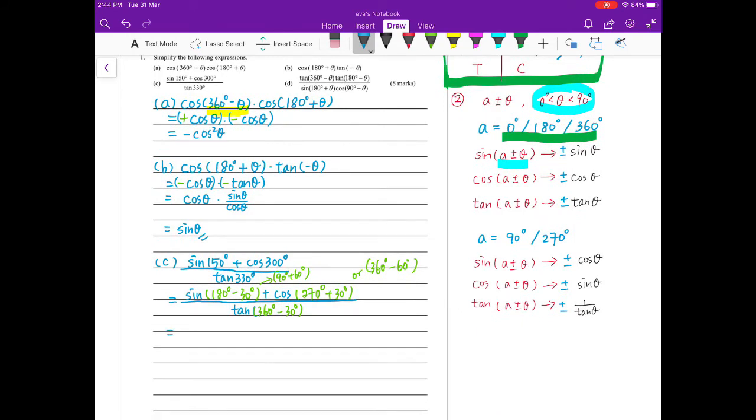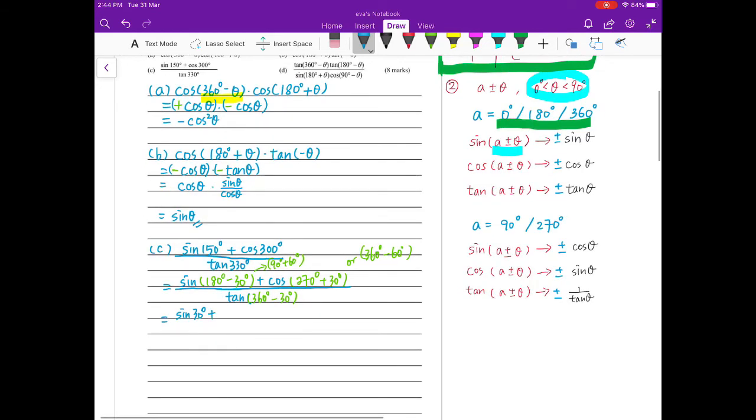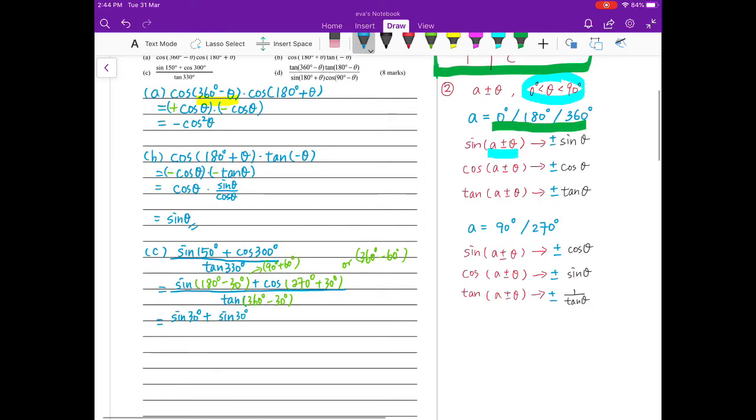Okay, so first of all, we change it into the simple form first. So this is 30 degree, and this is in quadrant 2. So this is positive. And then cosine, we have to change it to sine. And then 270 plus 30, this is quadrant 4. So this is also positive.